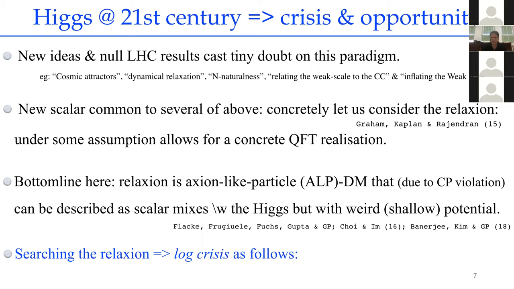The bottom line, before I start with all the formulas, is that in this scenario, what we are guaranteed to have in the relaxion model is one new scalar. This scalar is ALP-like, so axion-like particles, but which could also be a dark matter particle candidate. But despite the fact that it's an axion-like particle, it is associated with CP violation, actually spontaneous CP violation. Because of that, it is not an eigenstate of P or CP, and it mixes with the Higgs. So a lot of the signatures associated with these guys will be related to the fact that it behaves, in fact, as a scalar which mixes with the Higgs. But beyond that, what would be cool, as you'll see later, is that its potential is very, very weird. If you are thinking about the generic QFT, then you'll see that it does not satisfy your expectation, which makes it cool. Now, searching for this scalar, however, leads to what I call the log crisis. So let's see what the parameter space for such a scalar is.